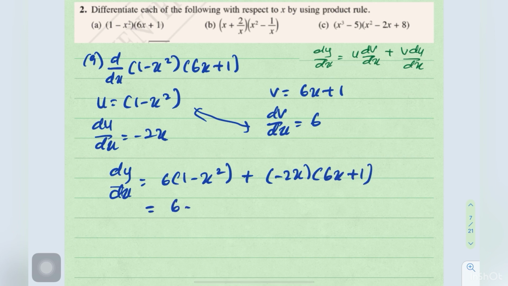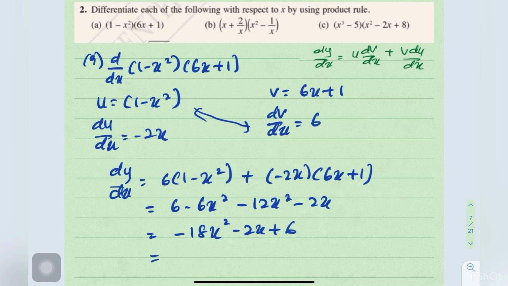Okay, so 6 minus 6x squared minus 12x squared minus 2x. So here we have negative 18x squared minus 2x plus 6. Or actually we can factorize negative 2, to become negative 2(9x squared plus x minus 3).